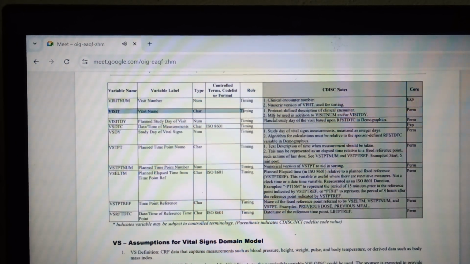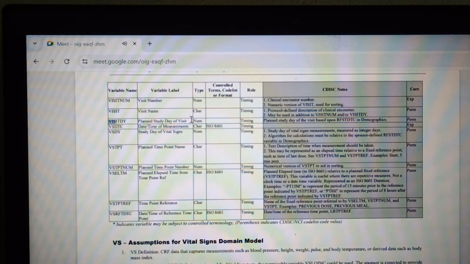Visit is the particular visit name: visit 1, visit 2, visit 3, or visit 1 day 1, visit 2 day 2, visit 2 day 3, or cycle 1, cycle 2, cycle 3, cycle 4. It depends on whatever the naming convention of the visit is, that's fine. That comes from the protocol, but that will be mapped here in the visit.